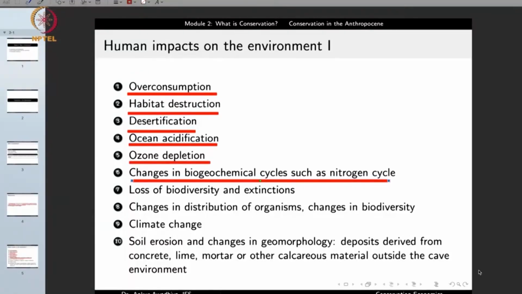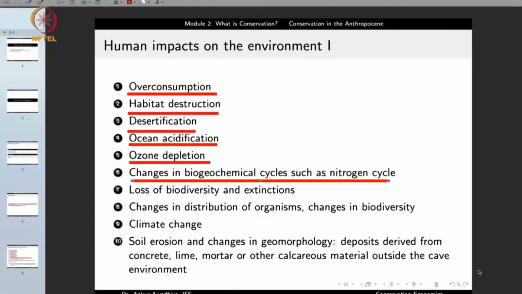So changes in the biogeochemical cycle, such as the nitrogen cycle, through the use of mostly fertilizers, is also a major human impact that was not present before the Anthropocene. Because earlier we did not have these chemical processes or the Haber process or Ostwald process, and so the nitrogen that was brought to the earth was brought in a very small quantity as compared to what we are putting into our soil and into our water bodies in the anthropogenic age.